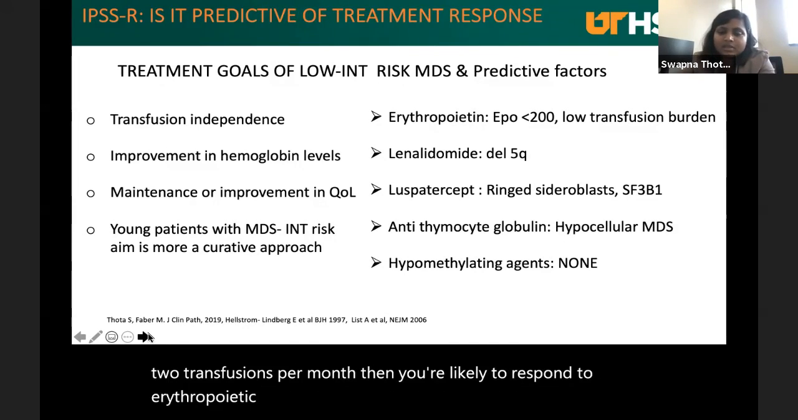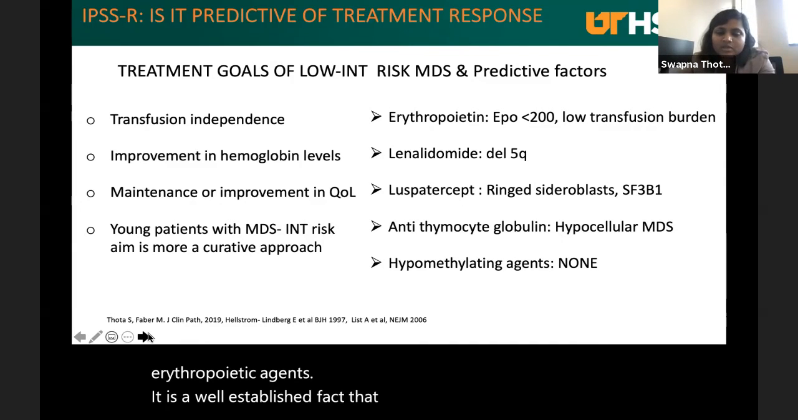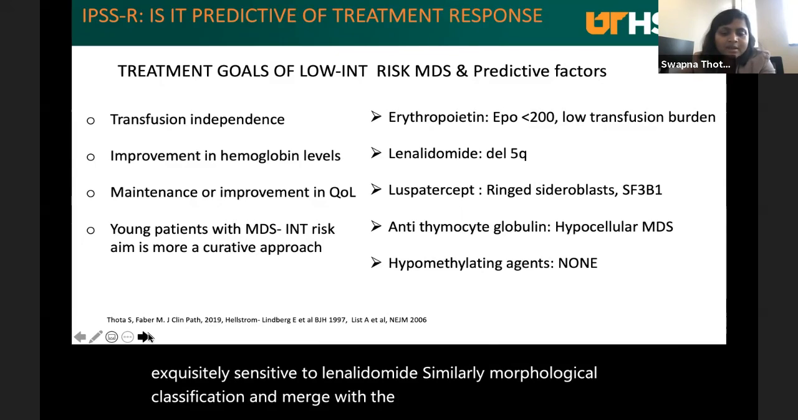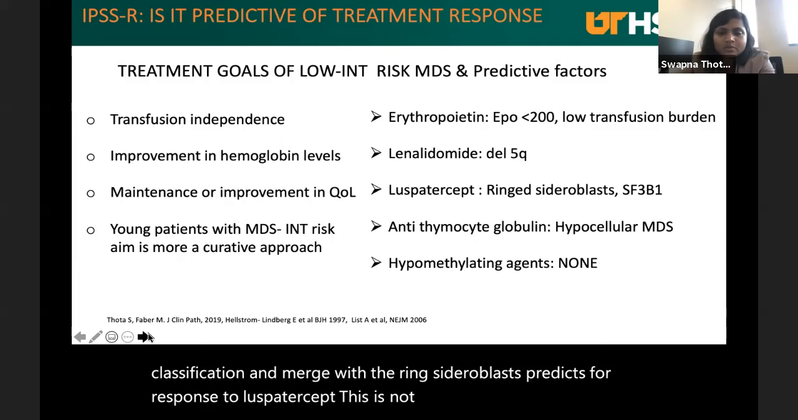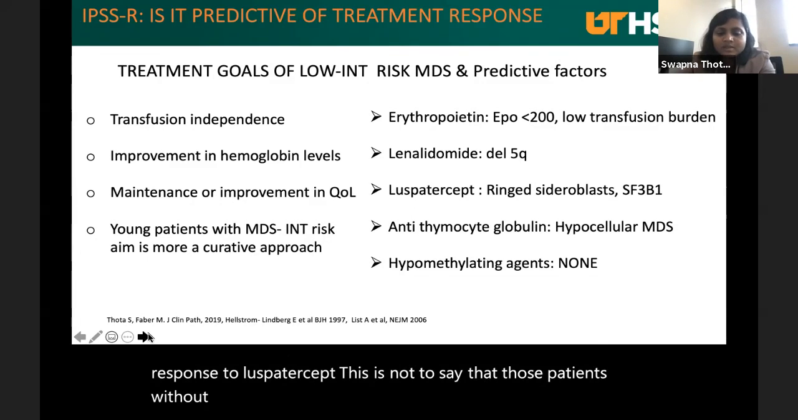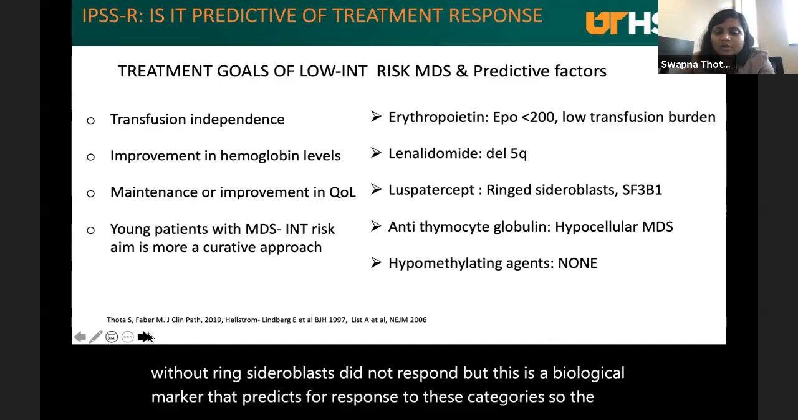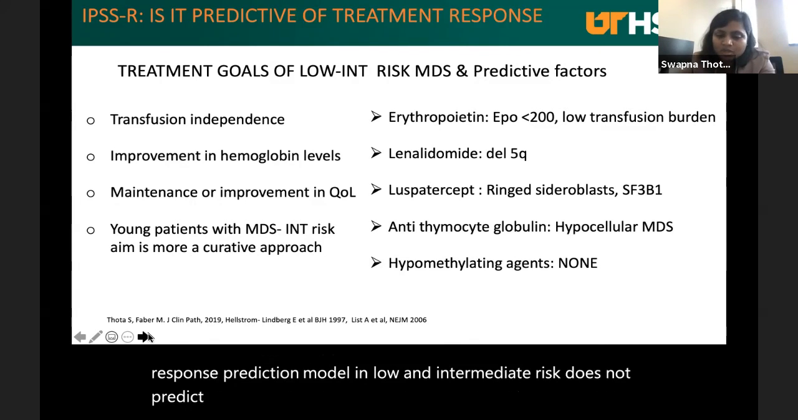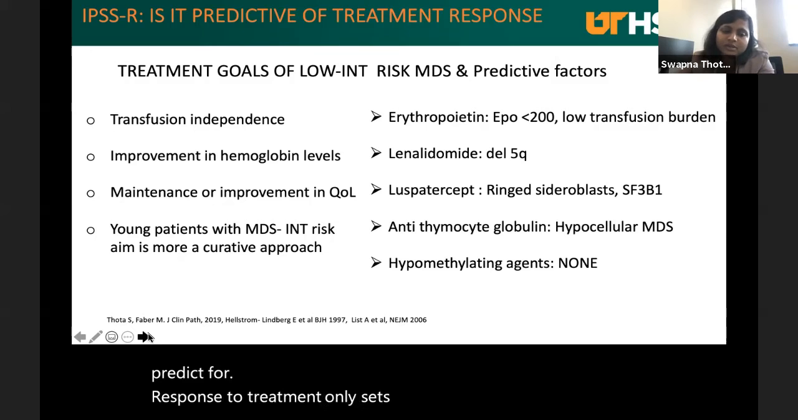It is a well-established fact that deletion 5q patients are exquisitely sensitive to lenalidomide. Similarly, morphological classification in MDS with ring sideroblasts predicts response to luspatercept. This is not to say that those patients without ring sideroblasts do not respond, but this is a biological marker that predicts response in this category. So the response prediction model in low and intermediate risk does not predict response to treatment, it only sets up the goals for your treatment.